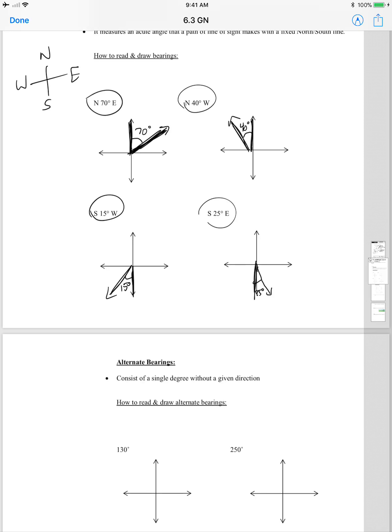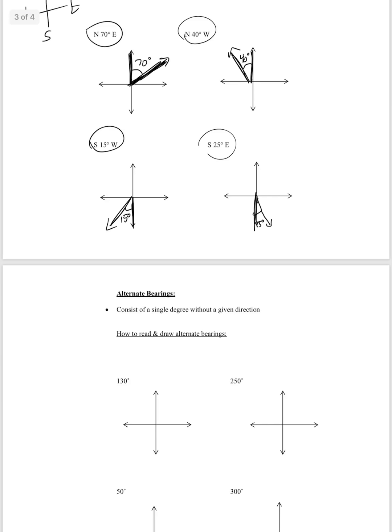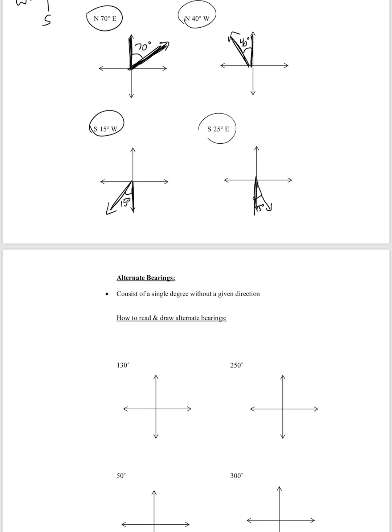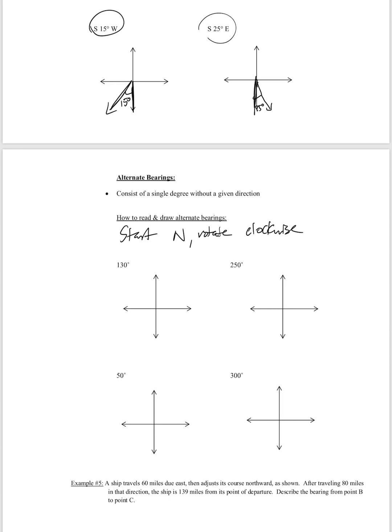We can also talk about, or another way that we see direction written is alternate bearings. So this is where I'm given just a single degree, and I need to know what direction that's talking about. Unfortunately, as nice as it would be if this was just an angle in standard position, which we've already learned, it is not. How to read and draw alternate bearings? Basically, you're starting due north, and then you rotate clockwise, however big the angle is. So a bearing of 130 degrees, I'm starting due north, and then I'm rotating clockwise 130 degrees.